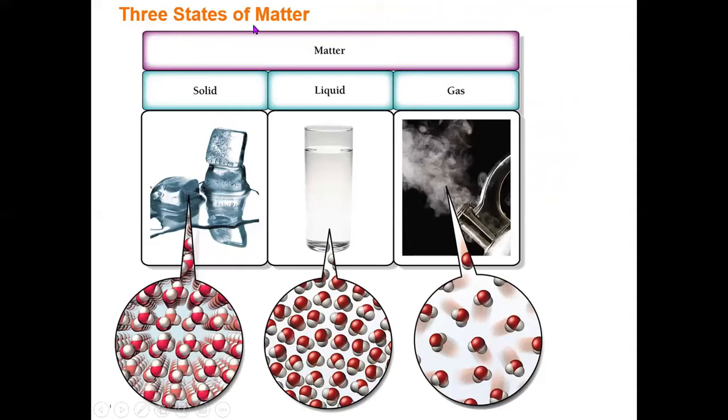So there are three states of matter. We see, starting from the top, matter, and then these three states. Solid: an example of solid matter is H2O, which is ice. Then liquid is another state. An example is H2O liquid, which is water. And then H2O can appear as a gas, and the fumes from this water heater are water vapor.